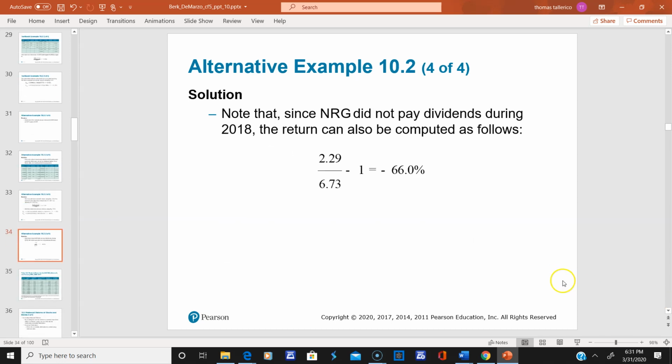All right, so note that since NRG did not pay dividends, there's no dividend, so you just do this division here, and you'll get minus 66%. You notice what they're telling you here, the stock really went down in price. Does everyone see that? This was the final value, that was the beginning value. So, kind of like what I went through the last month.